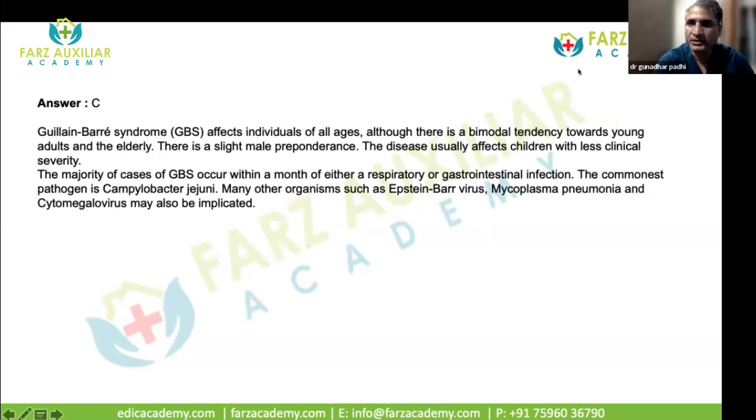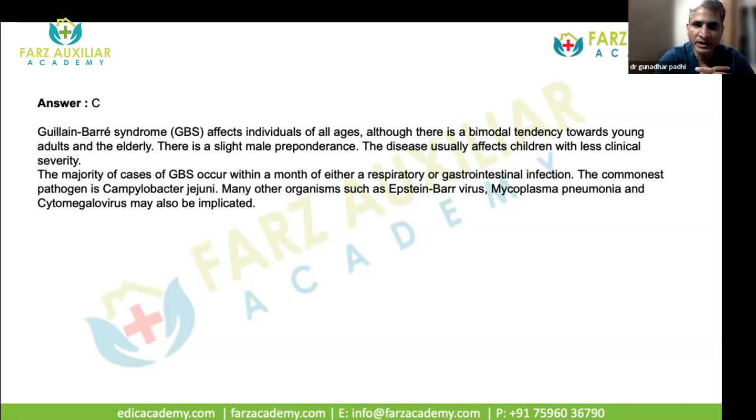Let's see what the literature says. Guillain-Barré syndrome affects individuals of all ages, although there is a bimodal tendency towards young adults and the elderly. There is a slight male dominance. The disease usually affects children with less clinical severity, so mostly it is a disease of adults. The majority of cases of GBS occur within a month of either a respiratory or gastrointestinal infection. Both are true. Here it is given as a respiratory illness, but most commonly the infection is gastrointestinal.